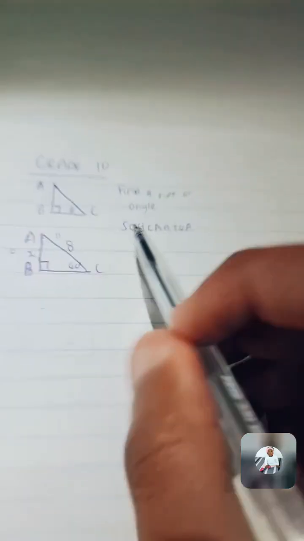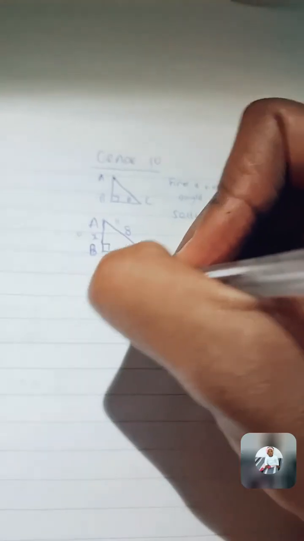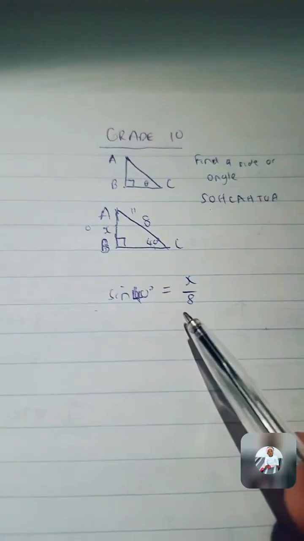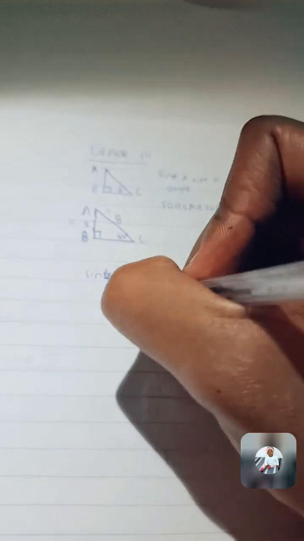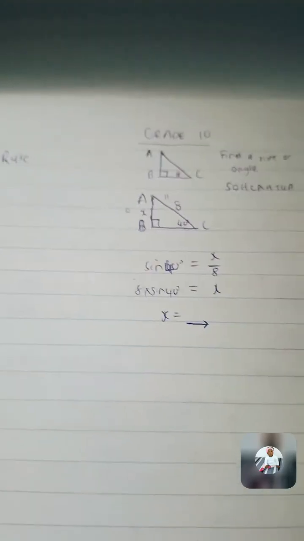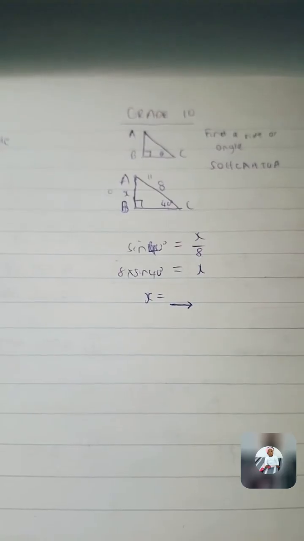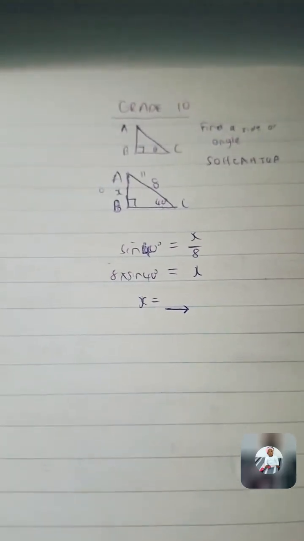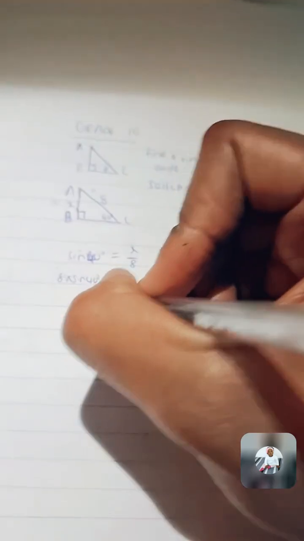What's the relationship that has to do with opposite and hypotenuse? It's sine. Hence SOHCAHTOA was what was used there. So you just say sine of 40 degrees is equal to x over 8. Cross multiply, because the 8 is in the denominator, and x will be the subject. You just say 8 times sine 40 degrees. The calculator answer would give you 5.14.